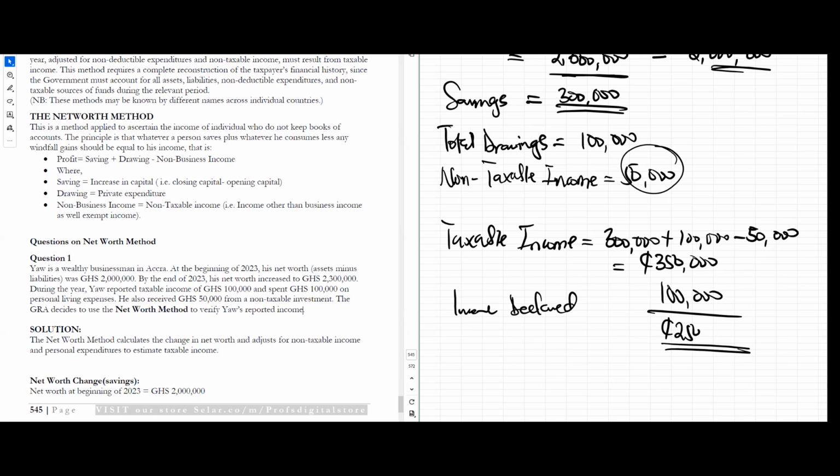That leaves 250. Okay, so that means there's been an under declaration, right? So based on our audit, we have come up with an under declaration of 250,000. So GRA will hold him responsible. Are you getting it? He now has to object and prove to GRA that this 250 is not real, because this is just circumstantial evidence. You see how interesting these things are?